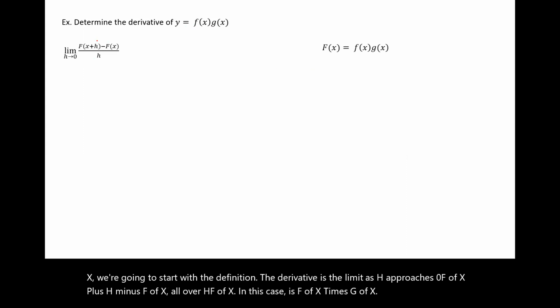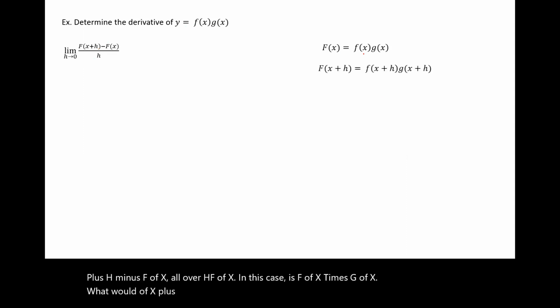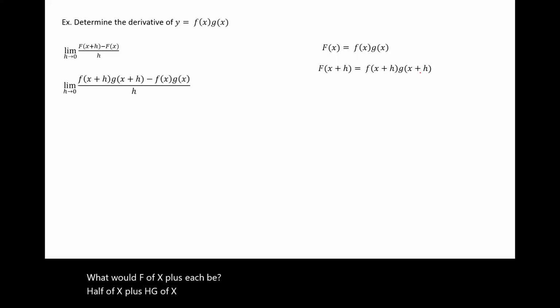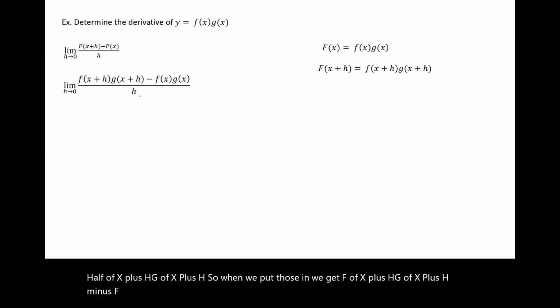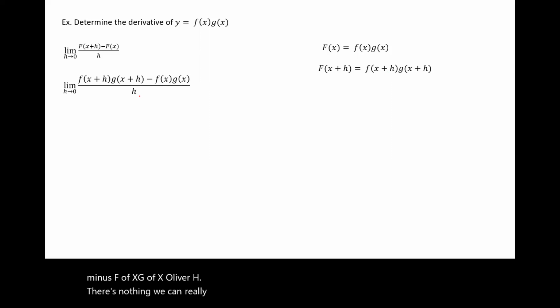What would f of x plus h be? F of x plus h, g of x plus h. So when we put those in, we get f of x plus h, g of x plus h, minus f of x, g of x all over h. Now, there's nothing we can really do with this. There's no common terms anywhere. We can't factor, we can't group.